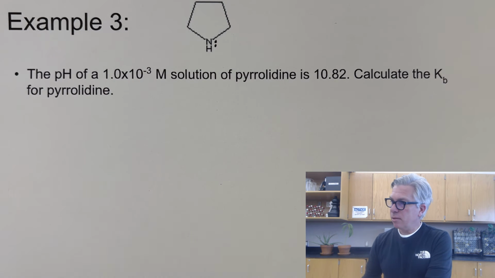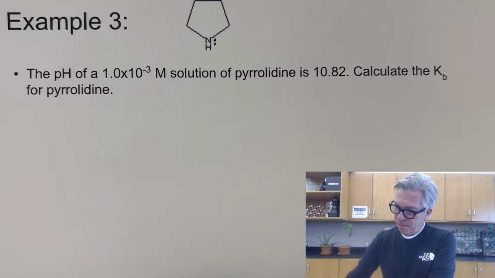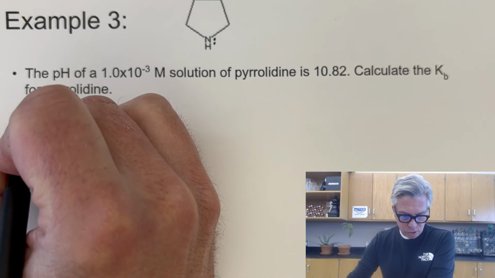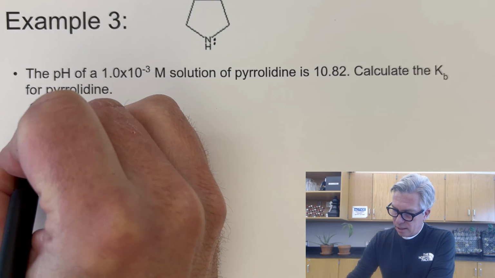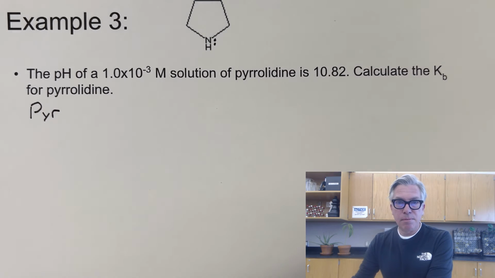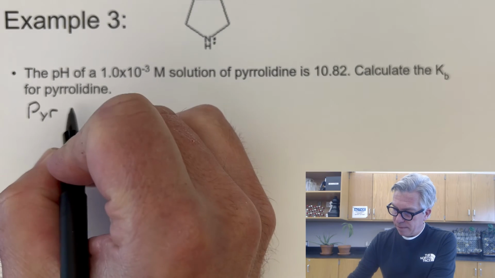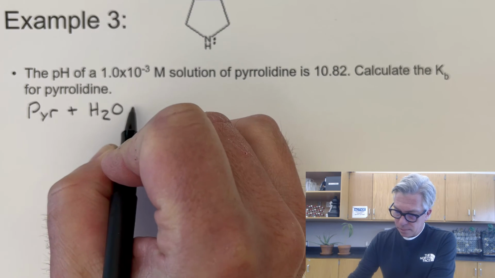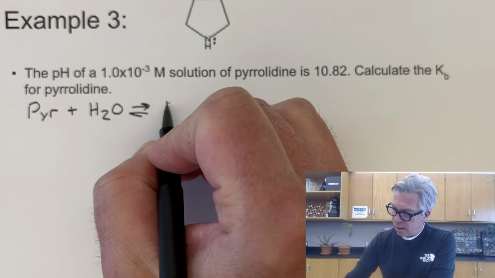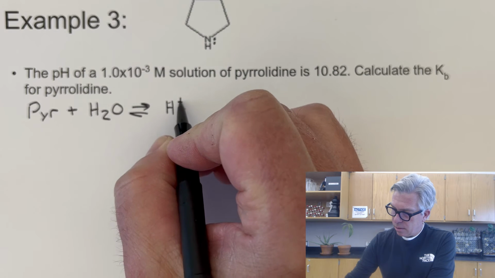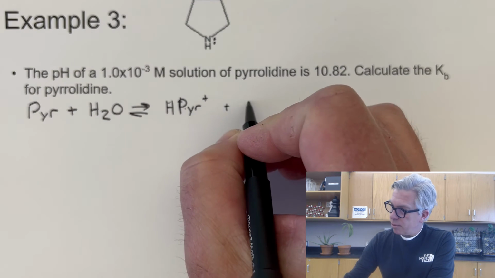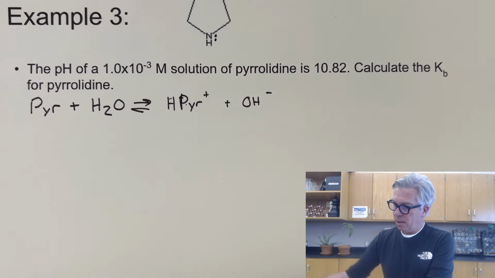I always want to write the chemical reaction. So pyrrolidine is kind of a complex molecule, so just for the sake of keeping things simple, I'm going to abbreviate PYR for pyrrolidine. And we're going to add some water to it. It's going to act like a base and accept the hydrogen or the proton from the water and produce an OH. Okay, and so that's our reaction.